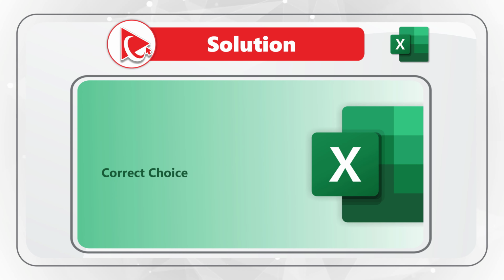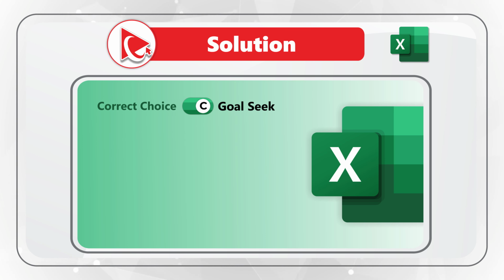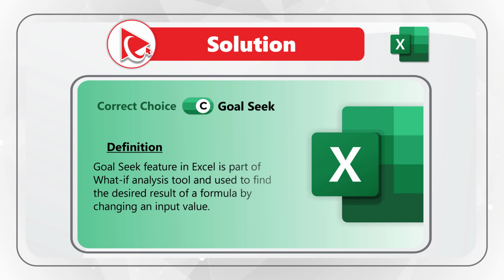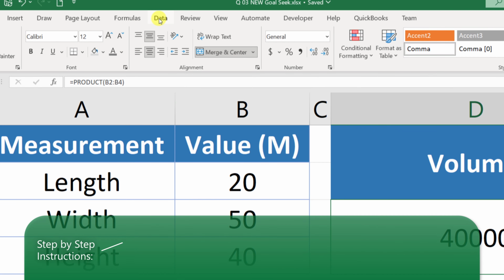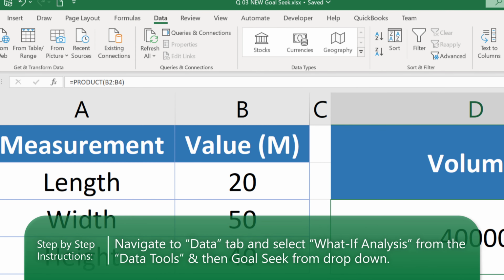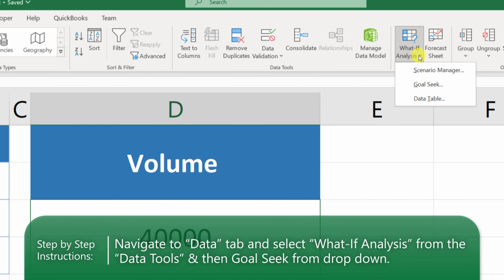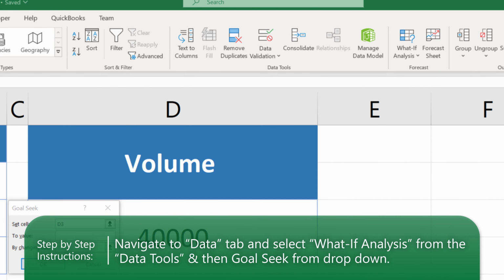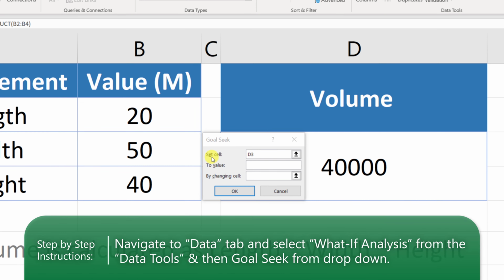I believe that the best way to solve this challenge is to use Goal Seek feature of Microsoft Excel. Goal Seek feature in Excel is a part of what-if analysis tool and is used to find the desired result of a formula by changing the input value. Goal Seek can be accessed on the Data tab in the Forecast section in Excel ribbon under the What-If Analysis button. After you access Goal Seek feature, you're presented with the dialog box.